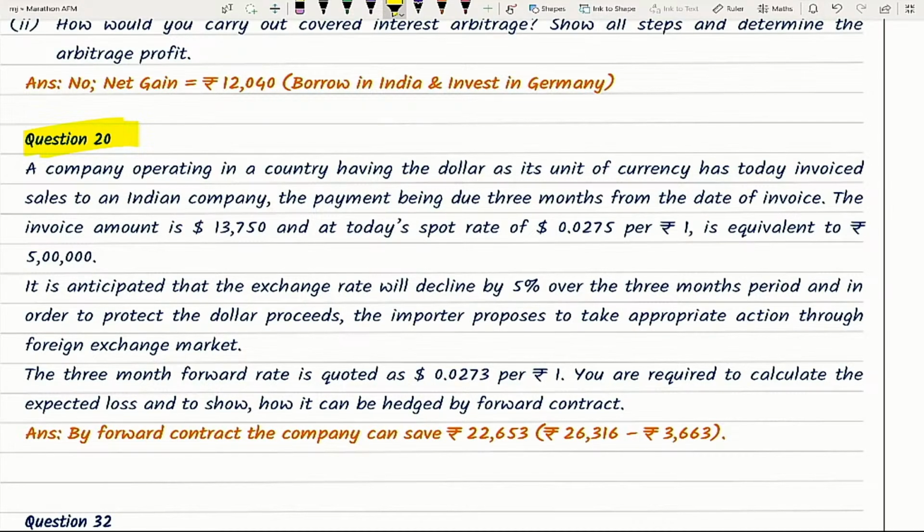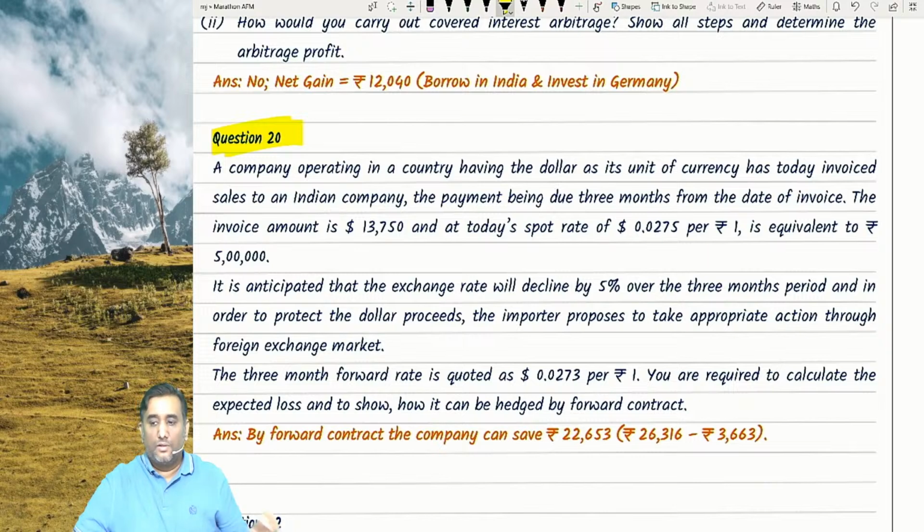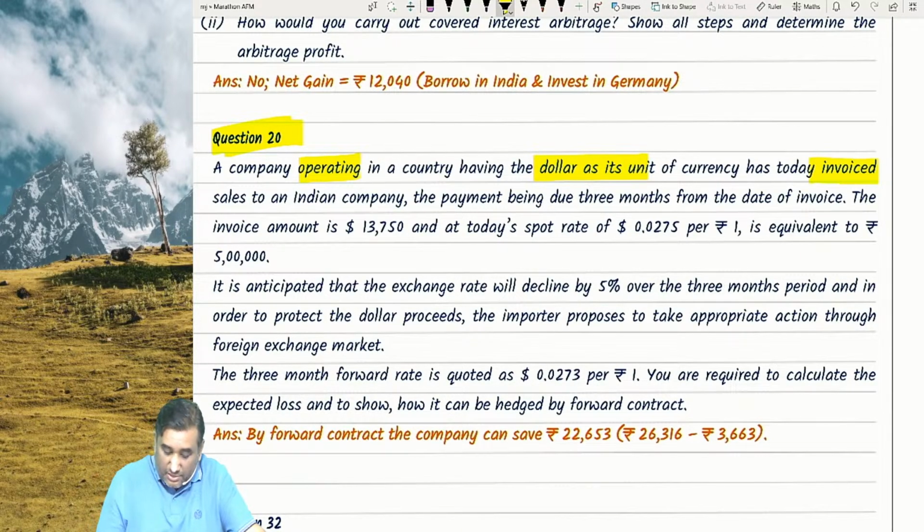Let me read question number 20. A company operating in a country having dollar as its unit of currency has today invoiced sales to an Indian company, payment being due after 3 months of the date of invoice. India is the importer here. The invoice amount is $13,750. This is the confirmed currency, $13,750.